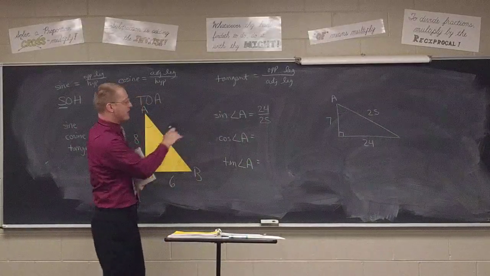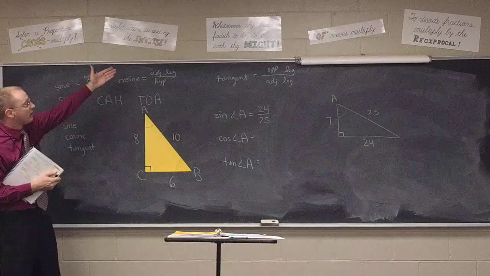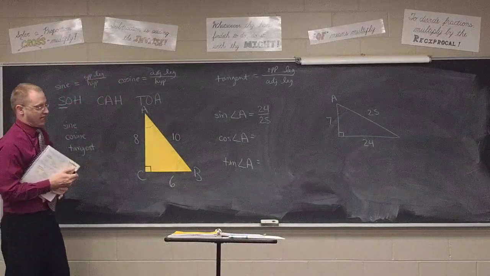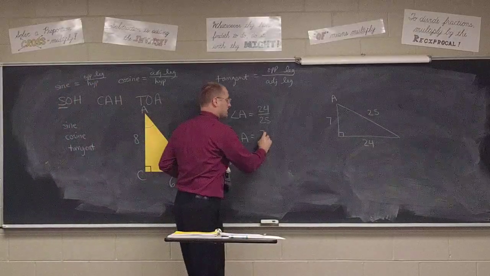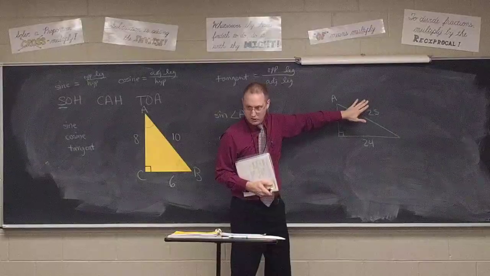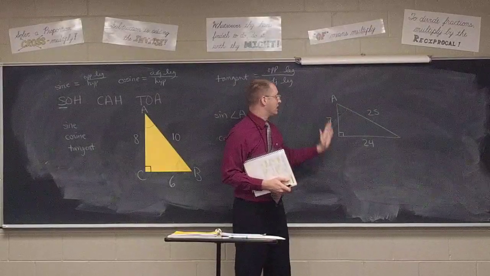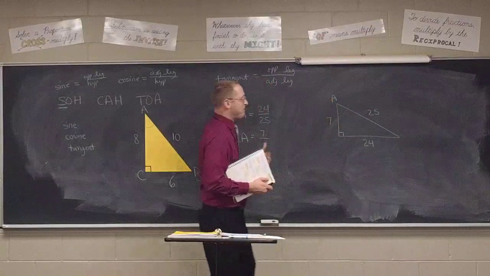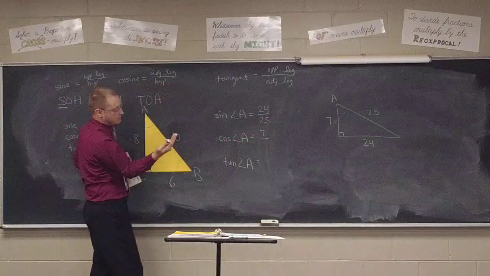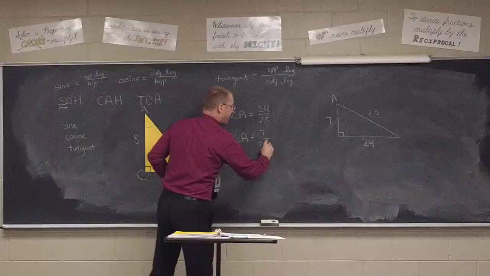If I wanted the cosine of angle A, class, I would need to find the adjacent over the hypotenuse. What's the adjacent to A? 7. Now, I've had students say, well, isn't the 25 adjacent? No, that's the hypotenuse. Adjacent means adjacent leg. 7 is the leg that is adjacent. The hypotenuse is adjacent to both angles. So the 7 over the hypotenuse, class, which again is 25, and that doesn't reduce.